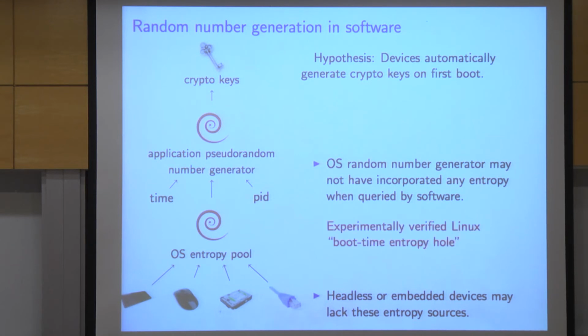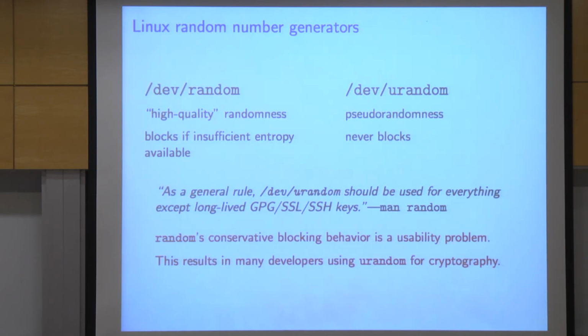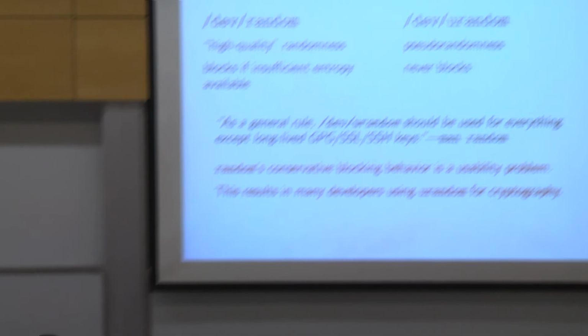And this we called a boot time entropy hole, and we experimentally verified that Linux actually had this behavior in practice. This has actually been fixed since. But this is one of the major contributing factors to these entropy problems that we're seeing. So I want to discuss a little bit the design of the random number generators in Linux in order to understand from a usability perspective why we found such problems.